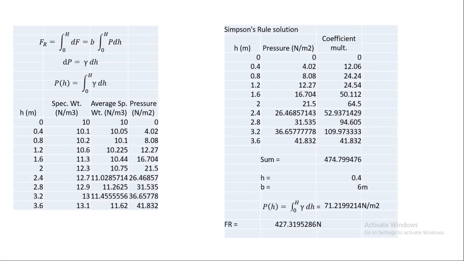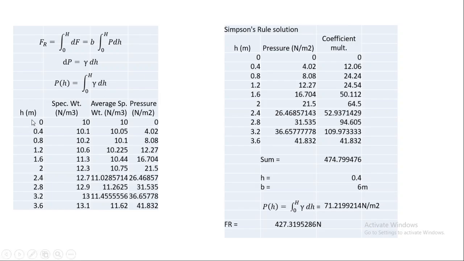So this equation also becomes P equals specific weight times dH. We can rearrange it in this form as well. So we need to determine the integration form of the specific weight with respect to the height.